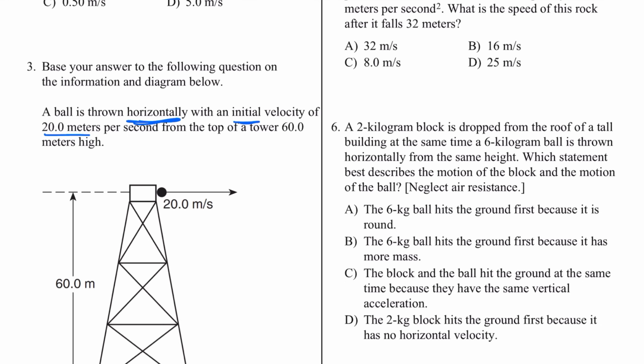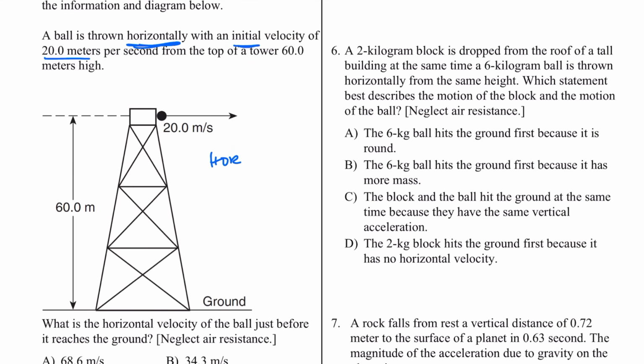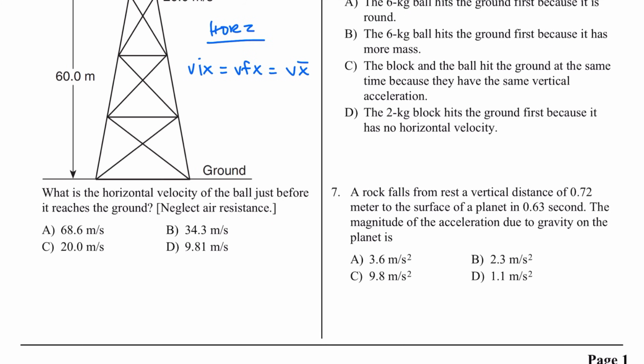So for horizontal motion, basically v_ix, so initial horizontal velocity is equal to final horizontal velocity, which is just equal to horizontal velocity in general, right? So that means horizontal velocity stays the same all throughout the entire motion. So this means that since the initial horizontal velocity was 20 meters per second, then the horizontal velocity right before it reaches the ground is also 20 meters per second. So the answer is choice C.